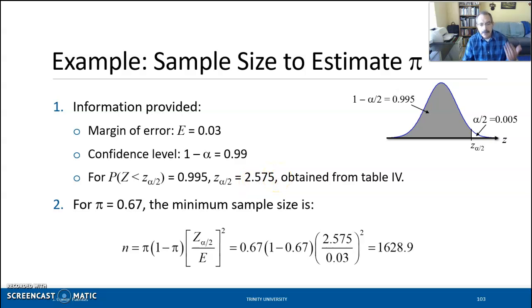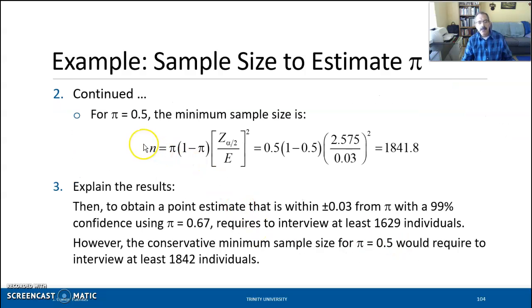So that together with the margin of error and the pi value of 0.67, we put them into this equation, we do the calculation, and we find 1,628.9, or rounding up, 1,629 people need to be interviewed.